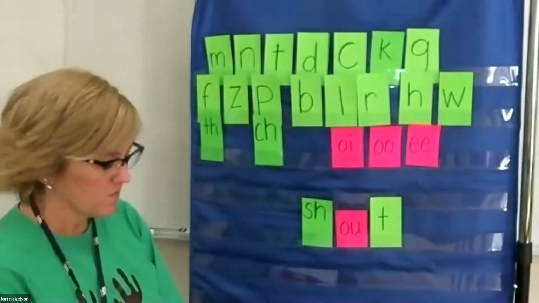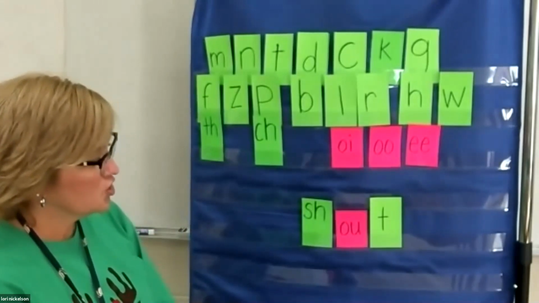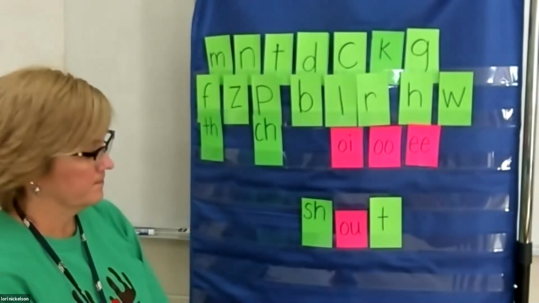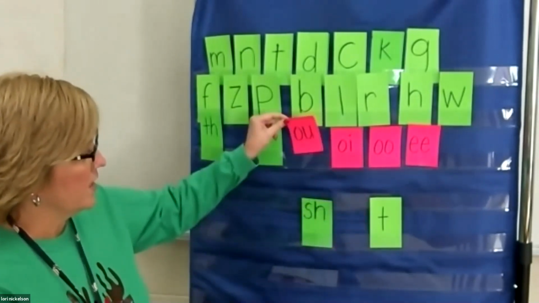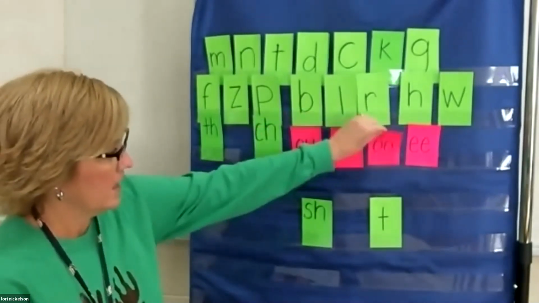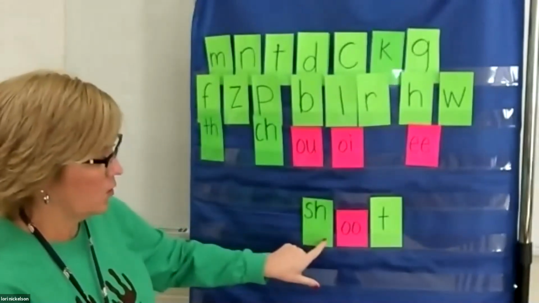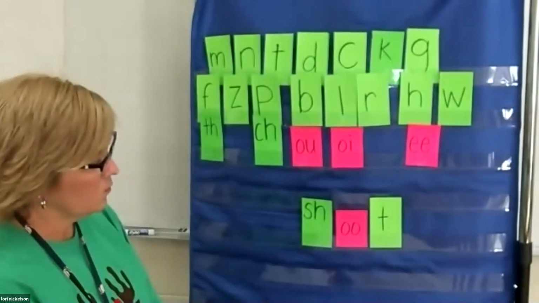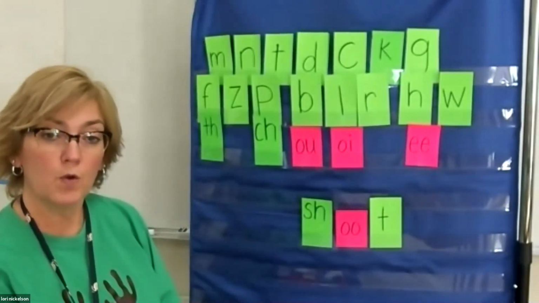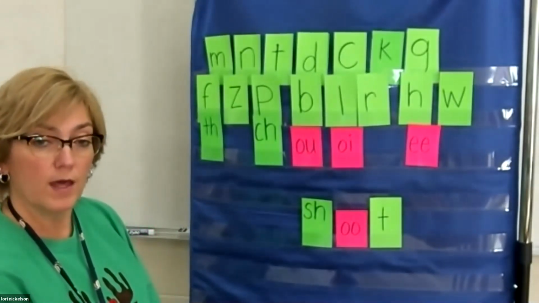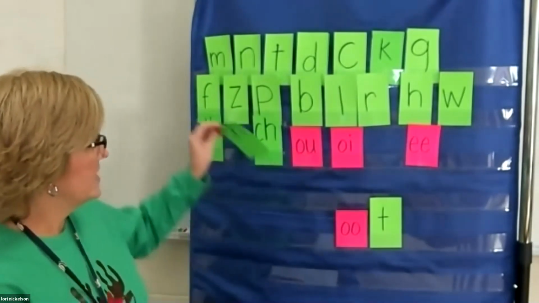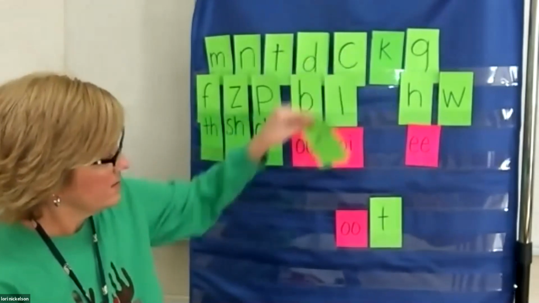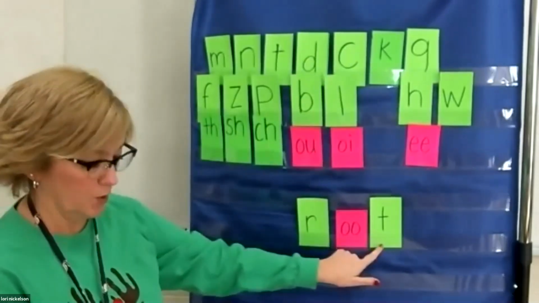Great job. Now, what if I want to make shout into shoot? How could I do that? I would take out the OU and I would replace it with our double O, shoot. Great. So what if I change shoot to root? How would I do that? Take the SH off and add what to the beginning? The R, and now I have root.